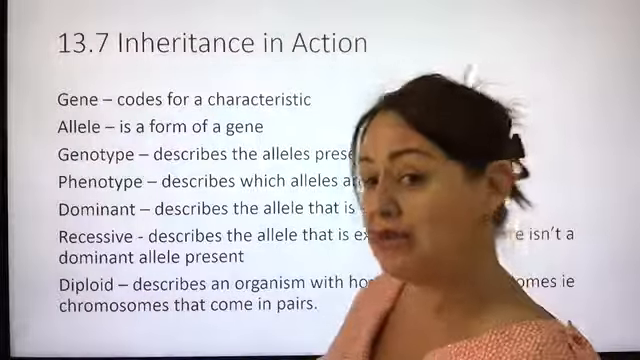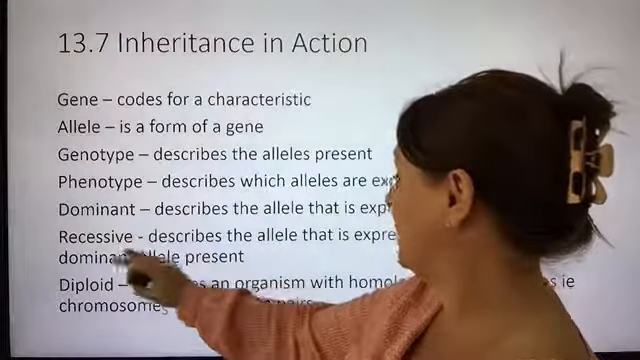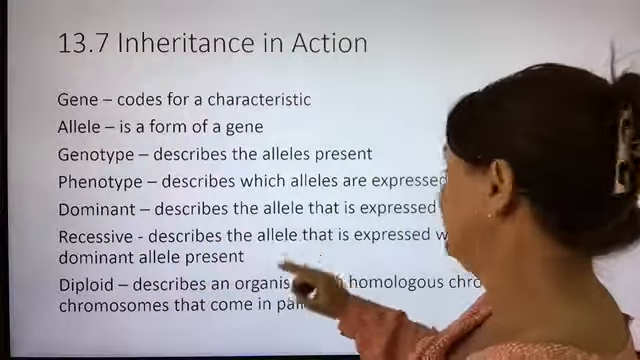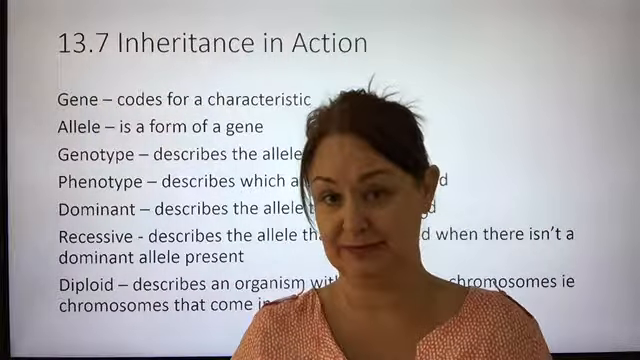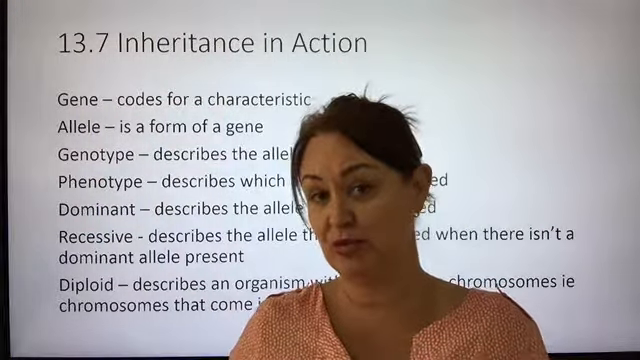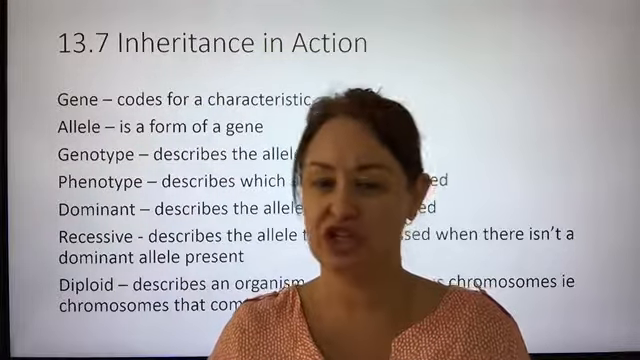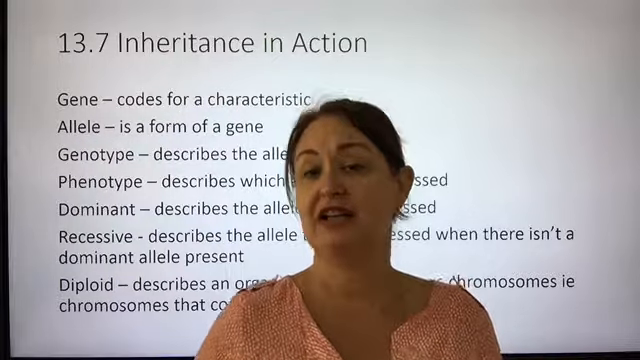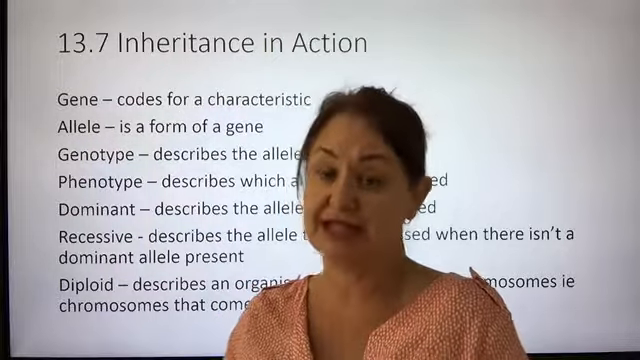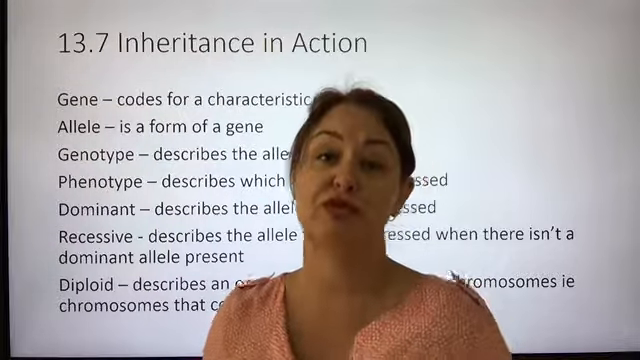The kind of one I would hang on to is for things like a recessive allele. A recessive allele is an allele that's only expressed if there isn't a dominant allele present. In other words, the dominant one will be expressed over the recessive. So it's almost like a weaker gene, a weaker allele, but you wouldn't write that. You're just going to write a recessive allele is one that is not expressed if there's a dominant one present. Now, if that doesn't make sense, it will as we move through the video.